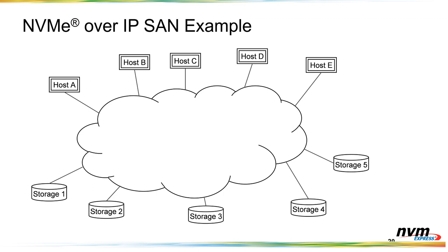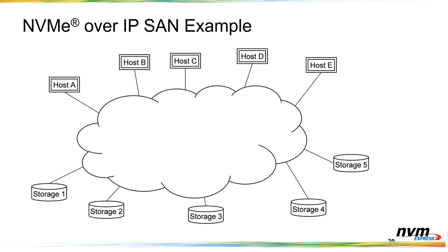You want to say, okay, host A can connect to a certain number of subsystems. Host D can connect to a certain set of subsystems, and so on. And so you want this discovery process to be actually tailored to the connectivity constraints that you want to implement over this IP SAN. This is very familiar to Fibre Channel, and we need to do something like that also on an NVMe over IP SAN in order to achieve a similar functionality.